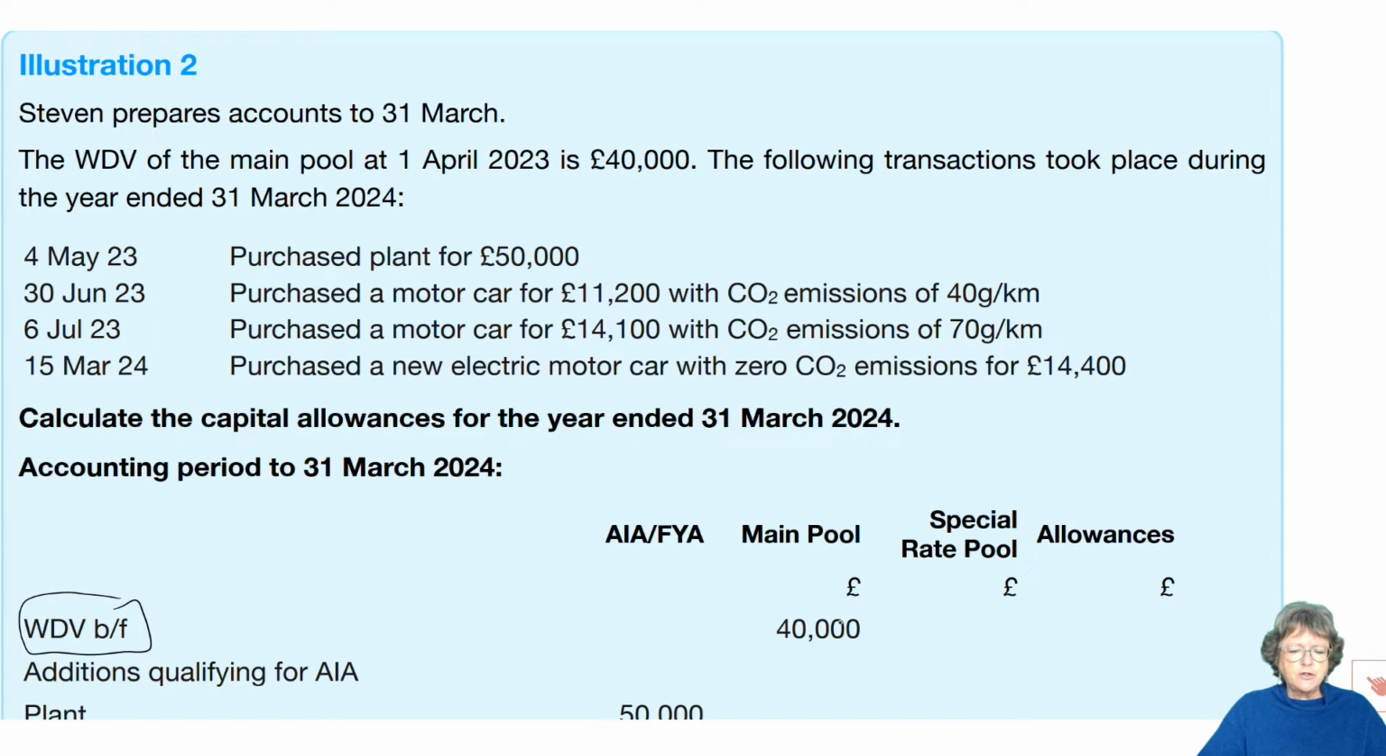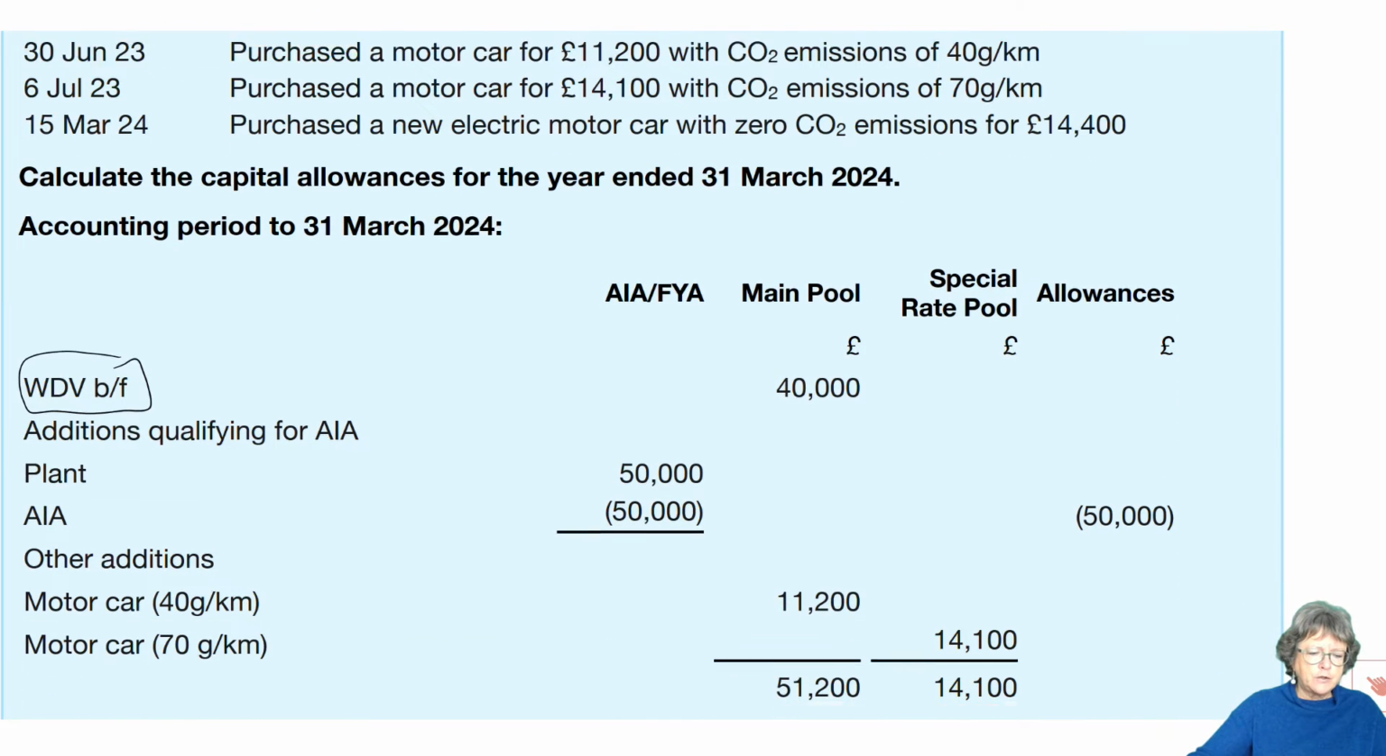Following transactions took place during the year to March 24. He bought some plant for 50,000, a car for 11,200 with CO2 emissions of 40 grams, another car in July with CO2 emissions of 70 grams. And again, check your rates every time. Check, check, check. And a new electric car with 0 emissions. Let's have a look at how that works.